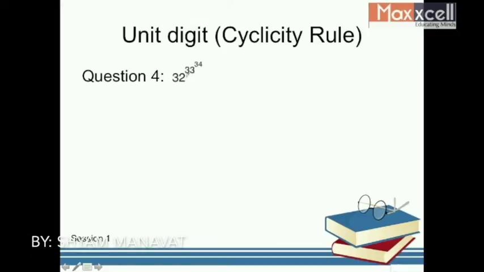So we have another example: 3 to the power 3 to the power 4. Find the last digit of this expression.